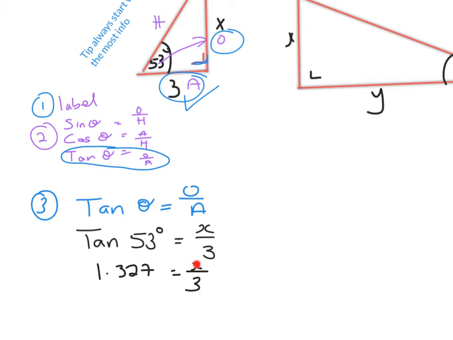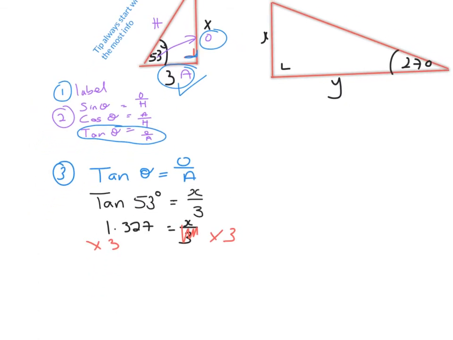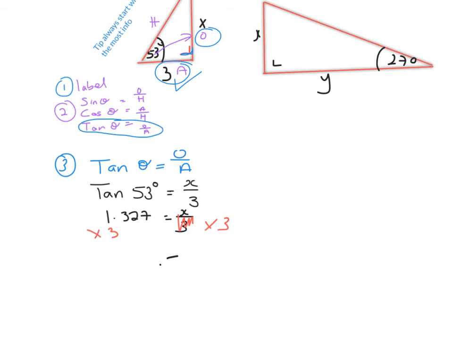I would like x on one side, everything else on the other. I'd love to get rid of this divide by 3. How do I get rid of a divide by 3? I multiply by 3. But what I do to one side, I must do to the other. So the divide by 3 and the multiply by 3 cancel. And on this side, I get x. And on this other side here, I have 1.327 multiplied by 3, which gives me 3.981.